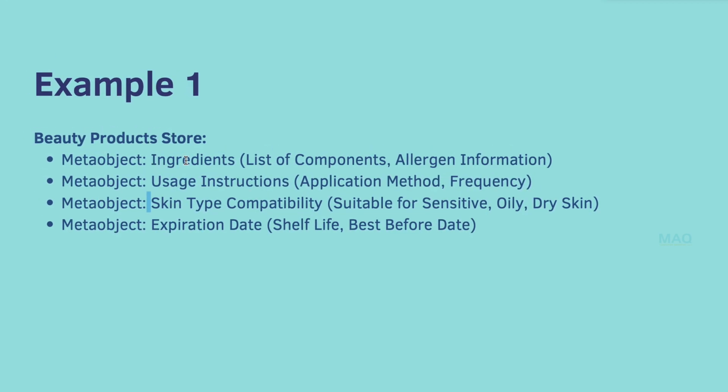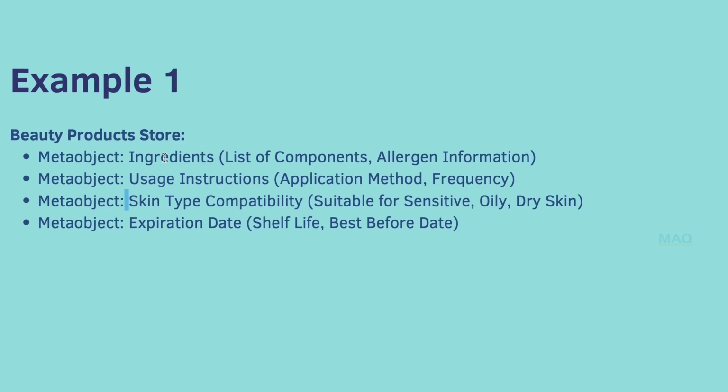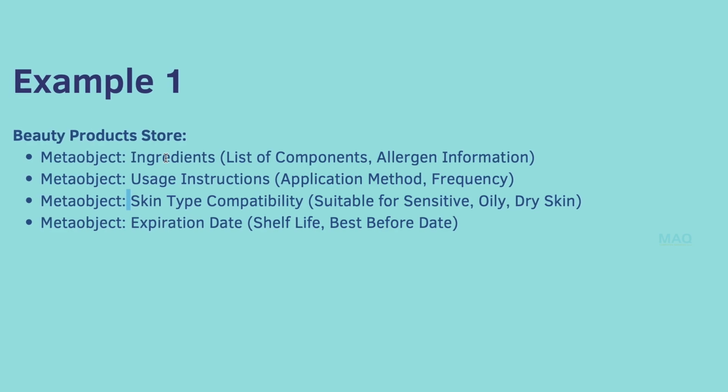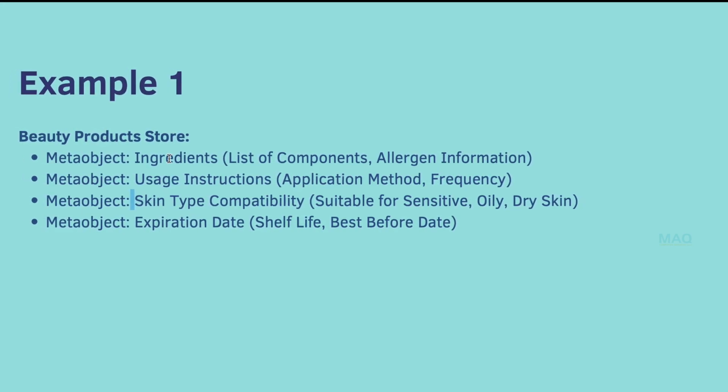For example, consider if you have a beauty product store. In that case, you can create a meta object called ingredients. You can create different meta fields like list of components and allergen information, and then fetch all this data and show it on the storefront. You can also create a meta object called usage instructions, and you can have these fields: application method, frequency, or anything, whatever you want to show to the customer in the usage instructions.